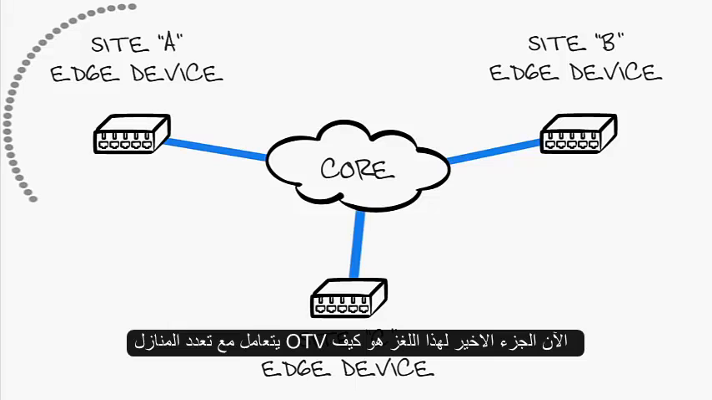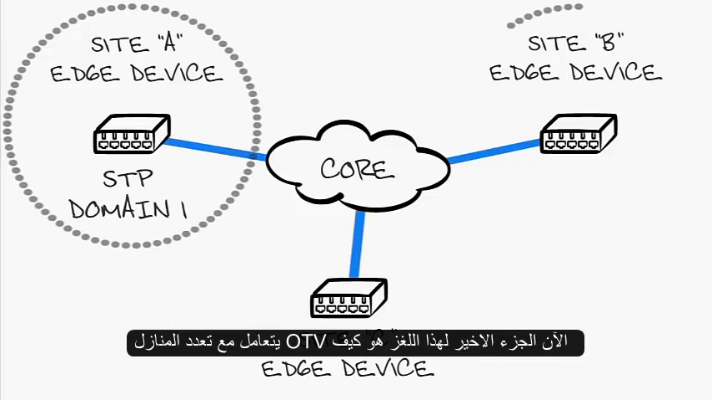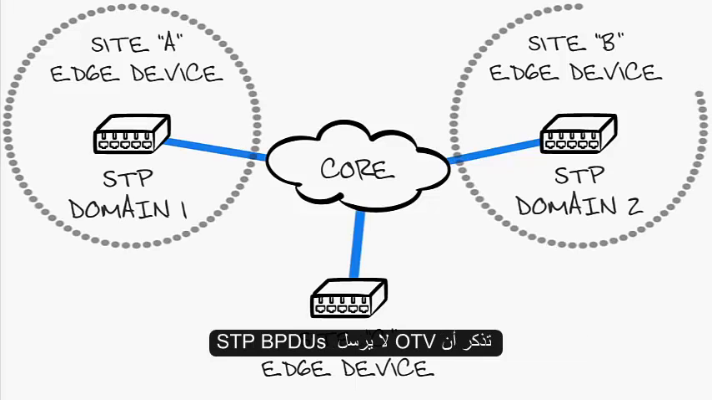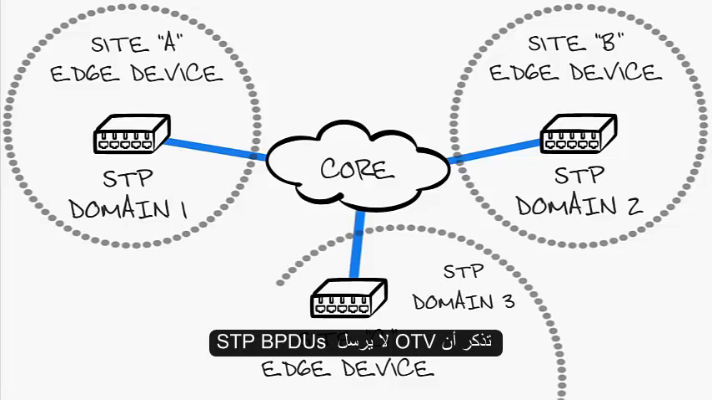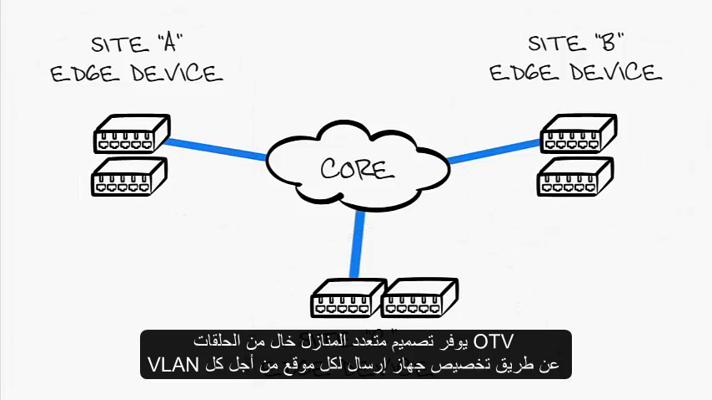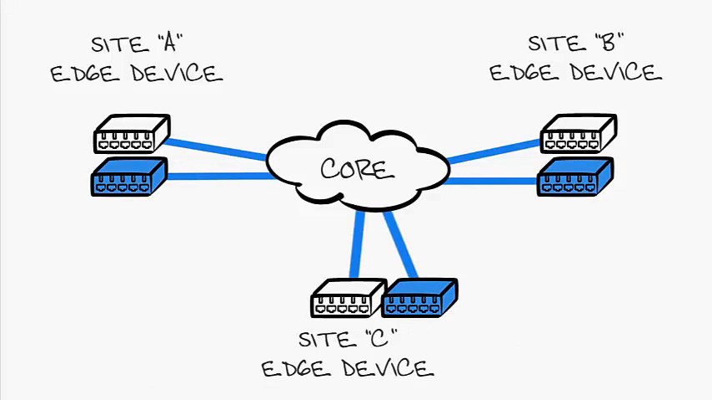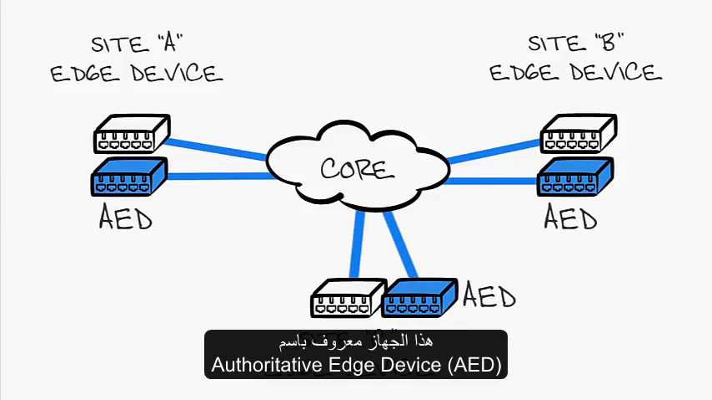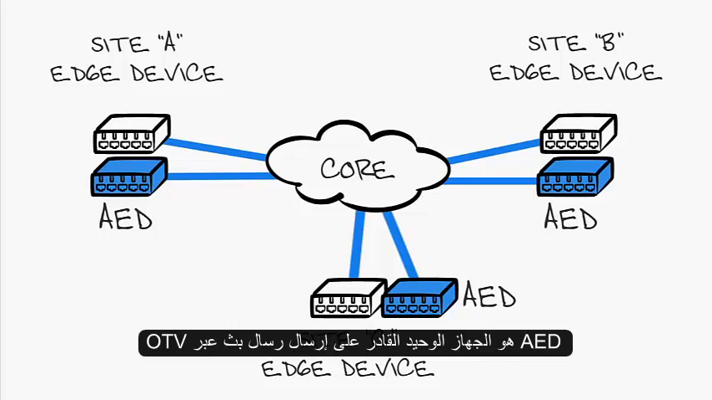Now the final piece of the puzzle is how OTV handles multi-homing. Remember that OTV does not forward STP BPDUs. Each site runs their own STP domain. OTV provides a loop-free multi-home design by designating a forwarding device per site for each VLAN. This is known as the Authoritative Edge Device, or AED. The AED is the only device that can forward multicast or broadcast traffic across the overlay.